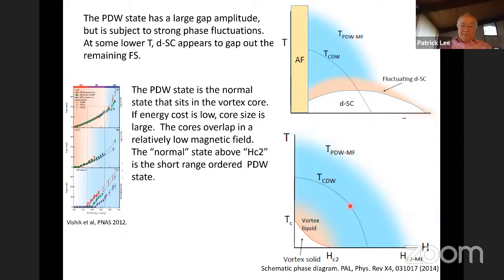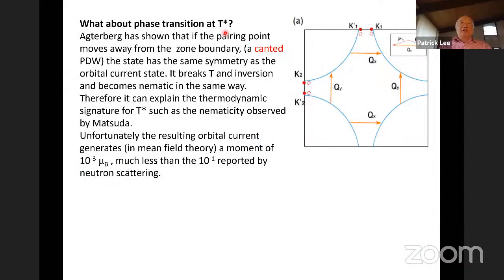Now, what about the phase transition at T star? I think this is related to Chandra's question. There's evidence that there's actually a phase transition. Well, Achterberg came up with an idea that I think is very interesting. Let me just explain it. I had said that we want to pair at this point, remember, we pick a pairing point for the pair density wave. So Achterberg says, how about if we just shift this pairing point away from the zone boundary, for whichever reason. We can call this a canted pair density wave, because the momenta are now not facing each other. They're canted. And this state turns out to break time reversal and inversion.